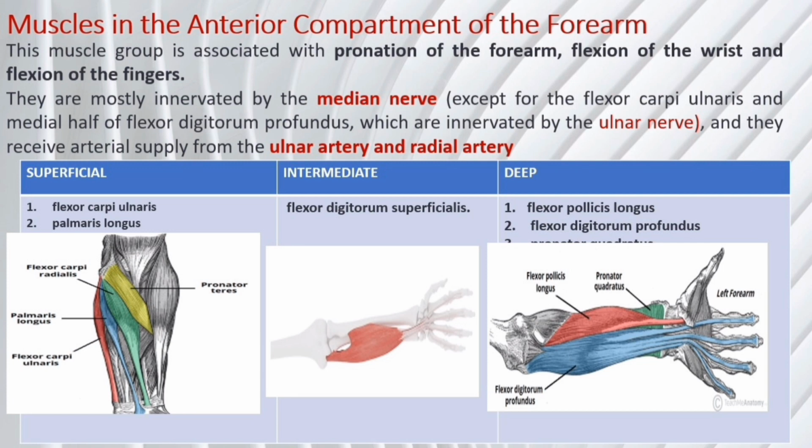Intermediate compartment. The flexor digitorum superficialis is the only muscle of the intermediate compartment. It can sometimes be classed as a superficial muscle, but in most individuals, it lies between the deep and superficial muscle layers.